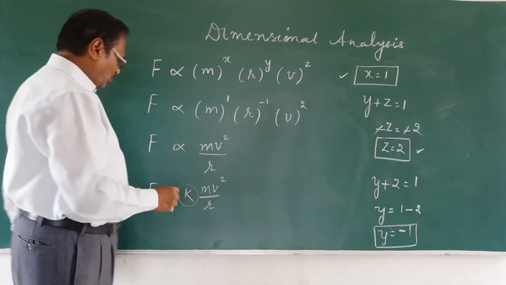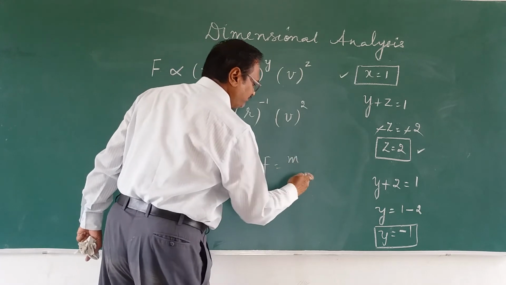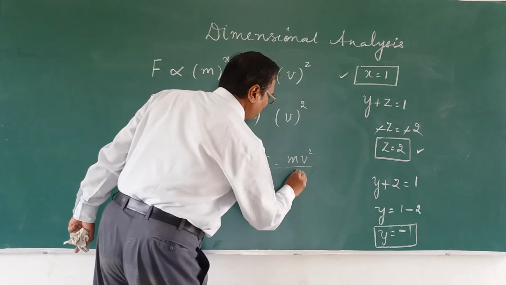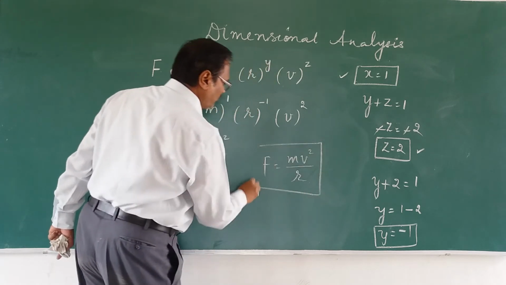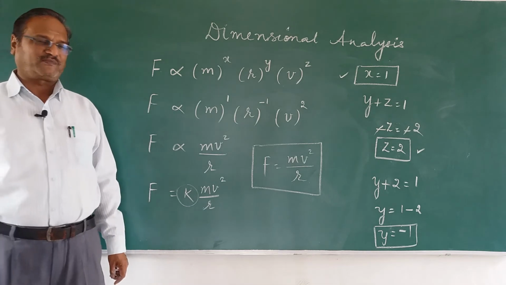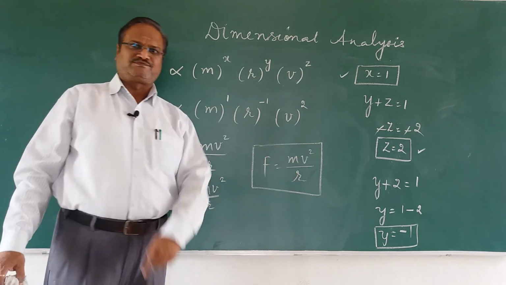Okay, so I can write now F is equal to m v square upon r, and this is the formula for centripetal force. So what is the formula? F is equal to m v square by r.